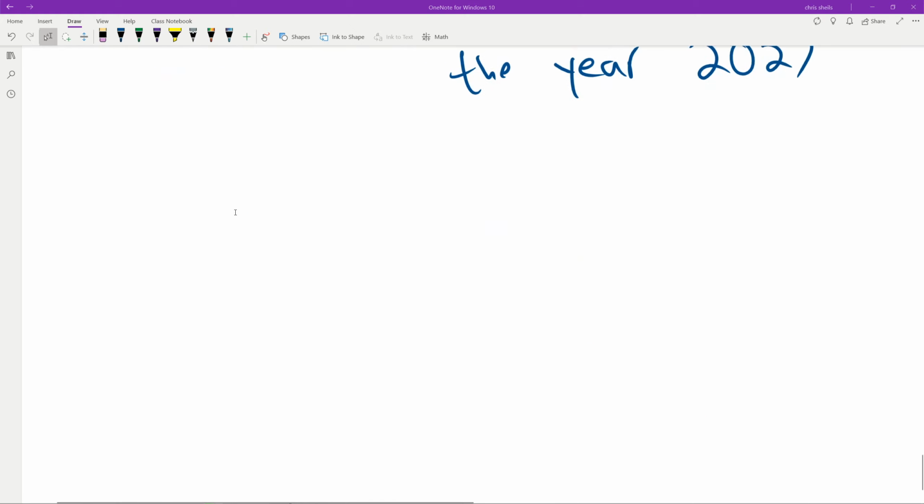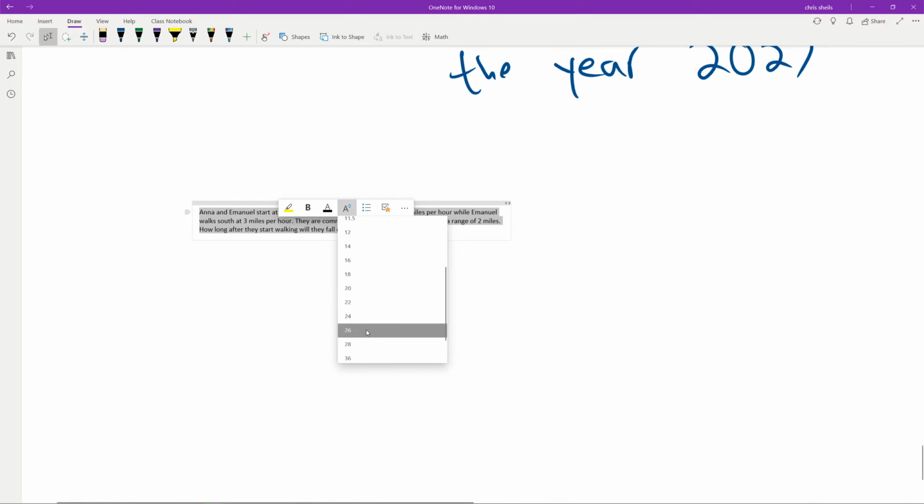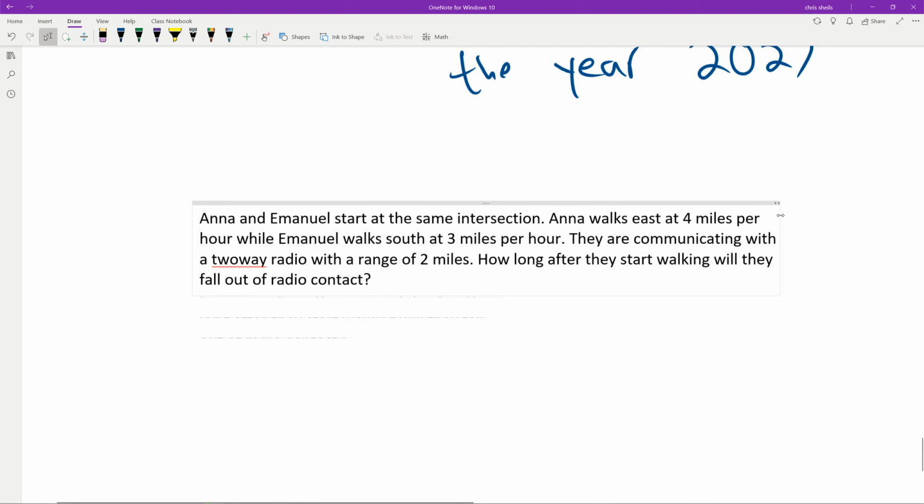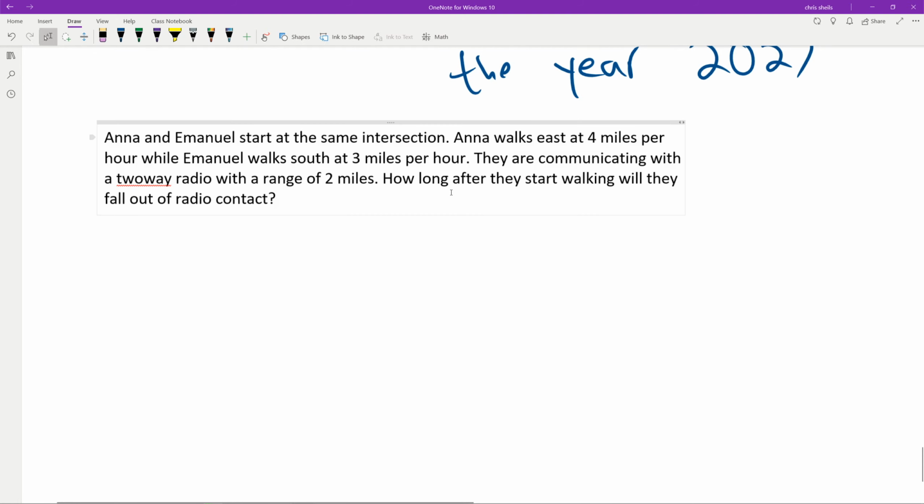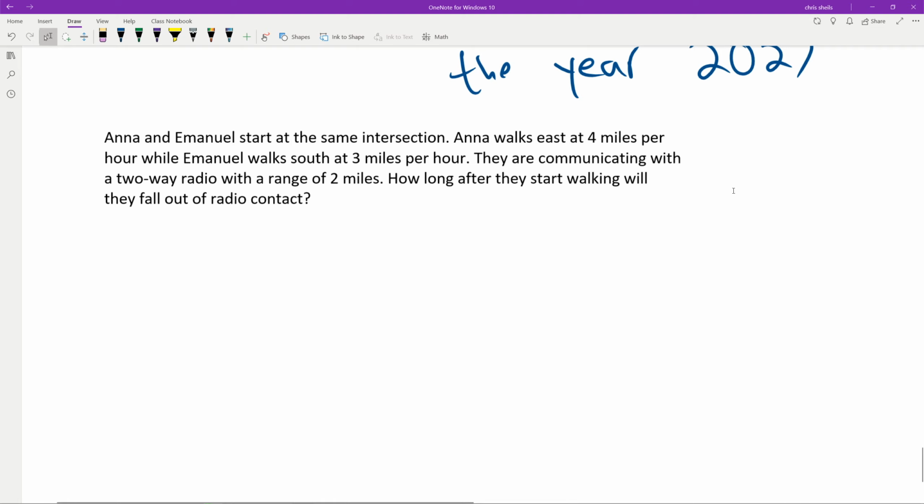We have a few more examples to go through. Anna and Emmanuel start at the same intersection. Anna walks east at 4 miles an hour, while Emmanuel walks south at 3 miles per hour. They're communicating with a two-way radio with a range of 2 miles. How long after they start walking will they fall out of radio contact?